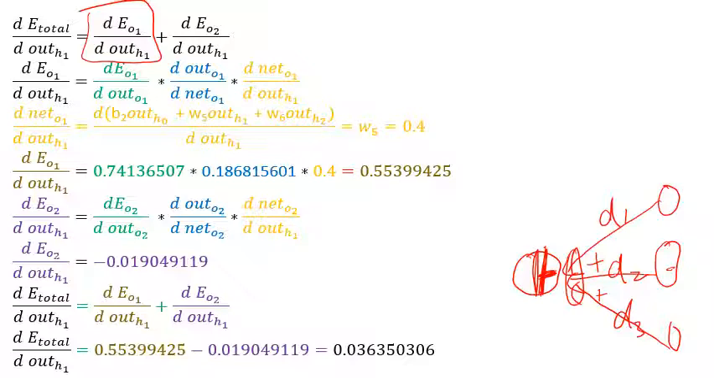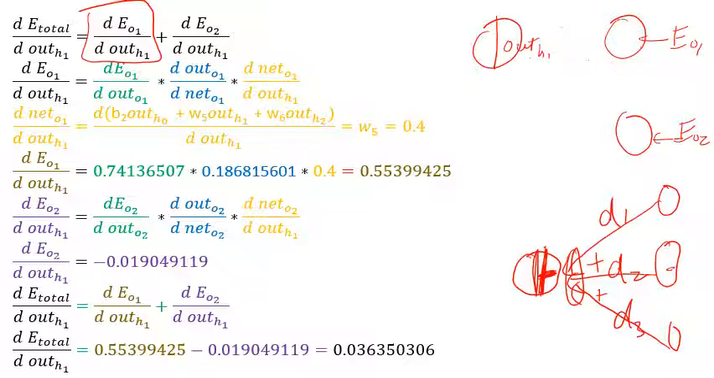So now I am having EO1 and EO2 as errors here. This is my hidden layer first node. I want to take a derivative of out H1, with respect to EO1 first, right? So this is my first term. I will apply the chain rule.